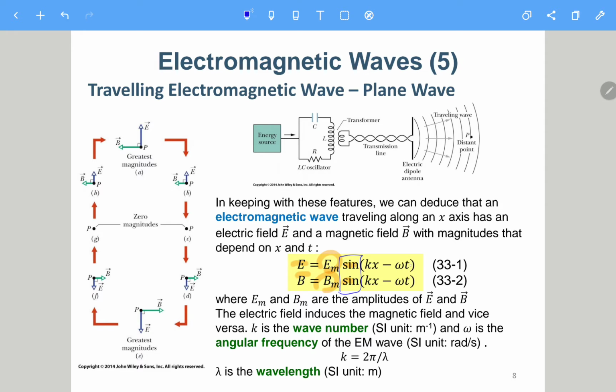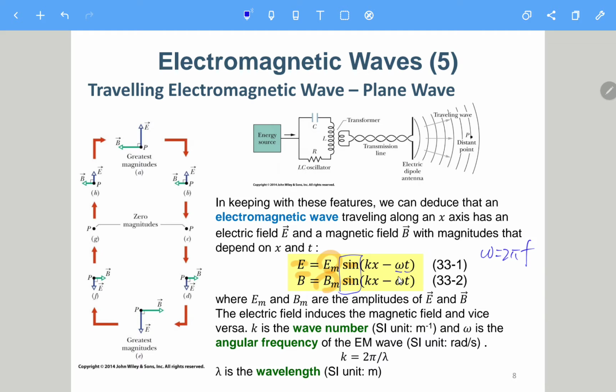Okay, so here, inside the argument of sine, we have omega t. I think you should be familiar with this. Omega is the angular frequency, 2 pi f. And t is the time, so nothing special. And then x is the displacement.